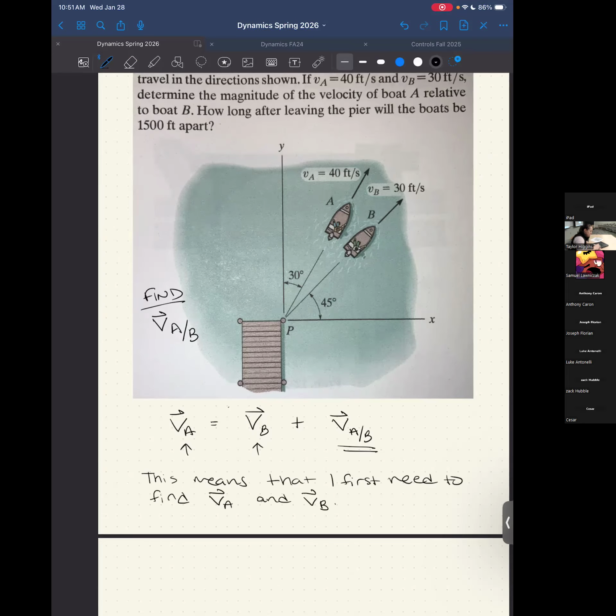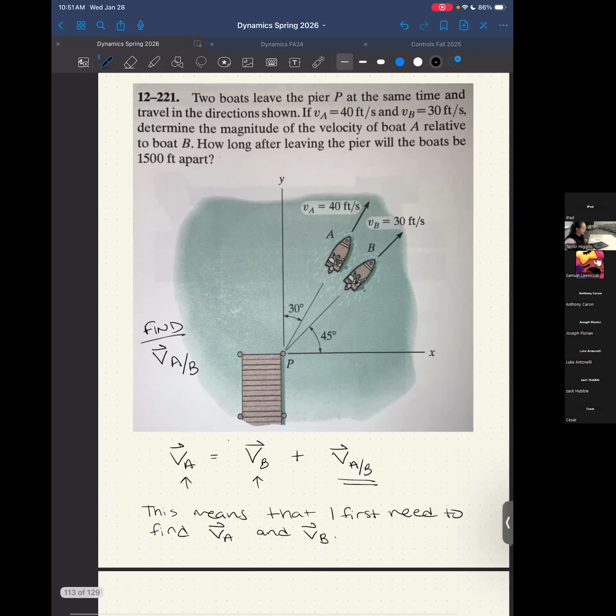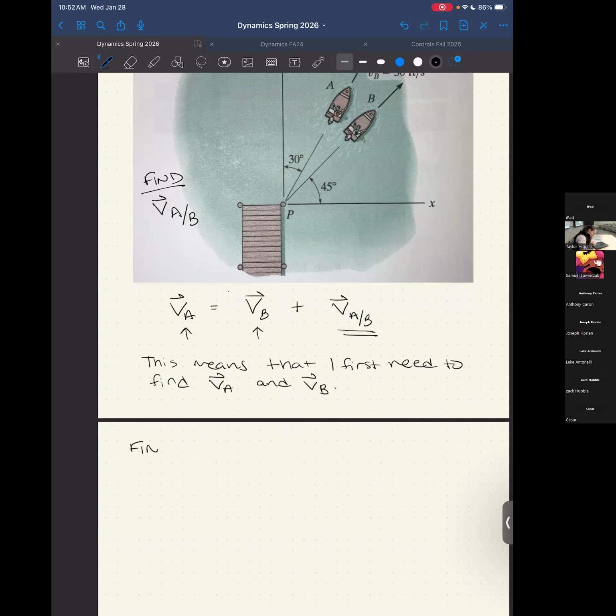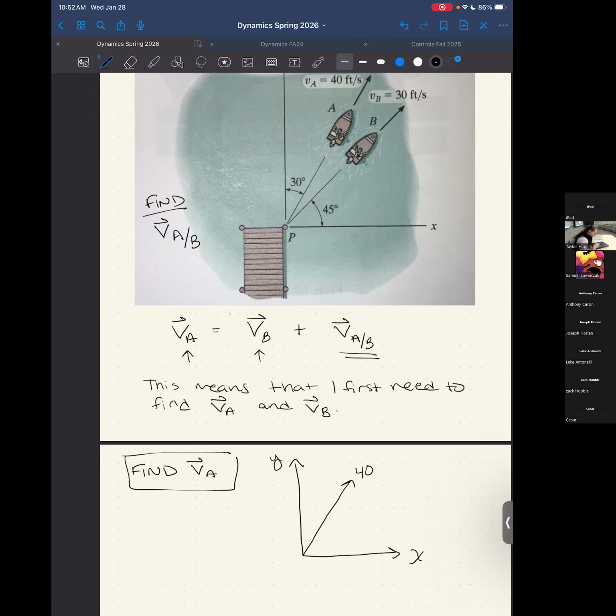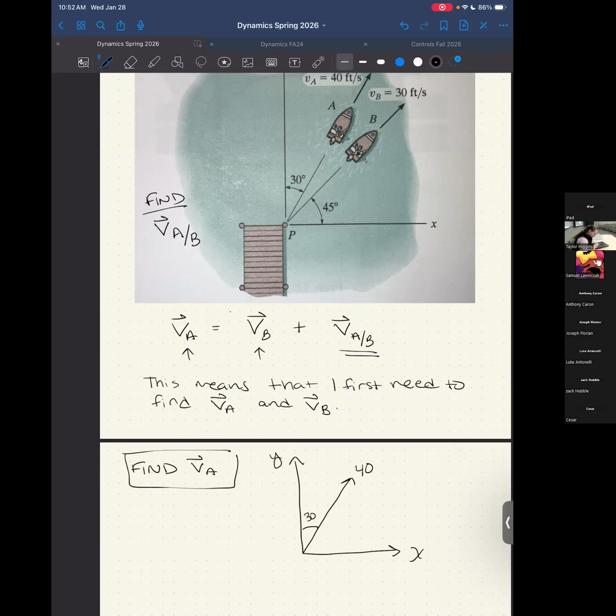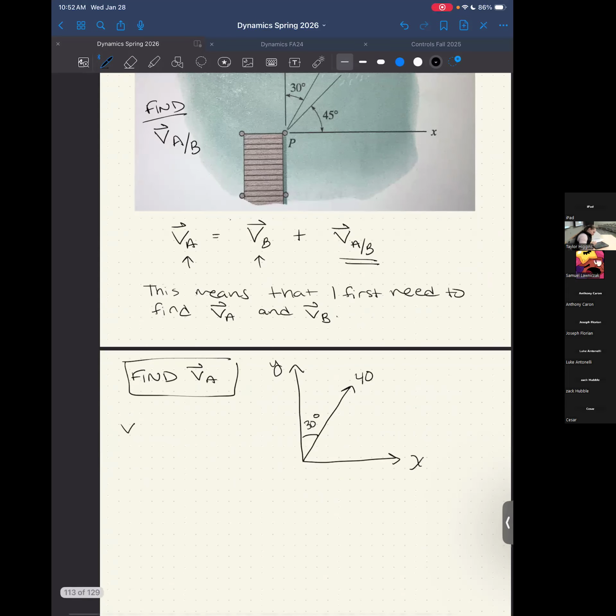Now, Micah made a really great choice. He decided to use Cartesian coordinate systems. I think that's a great idea. In fact, it's already drawn for you that way. I've already told you an X direction and a Y direction. So let's write out our expression for VA. I like to draw my Cartesian coordinate system, draw in my vector VA, which has a magnitude of 40 and is 30 degrees from the vertical.